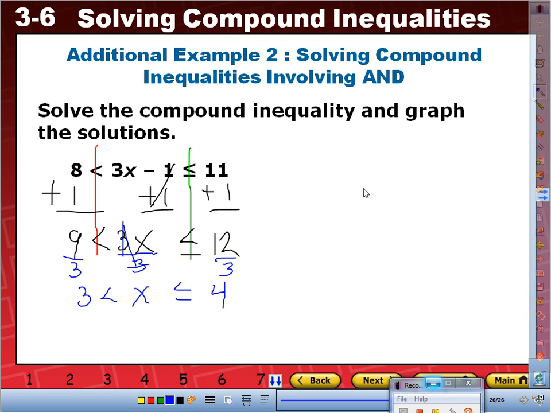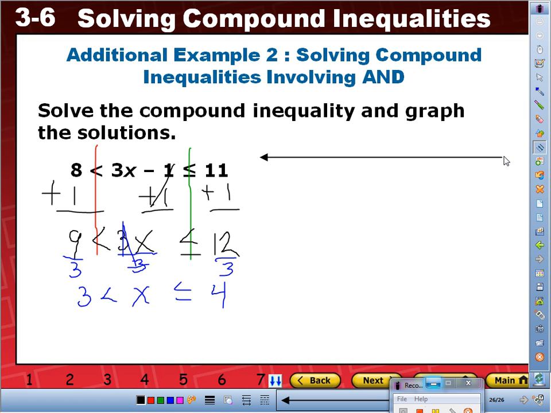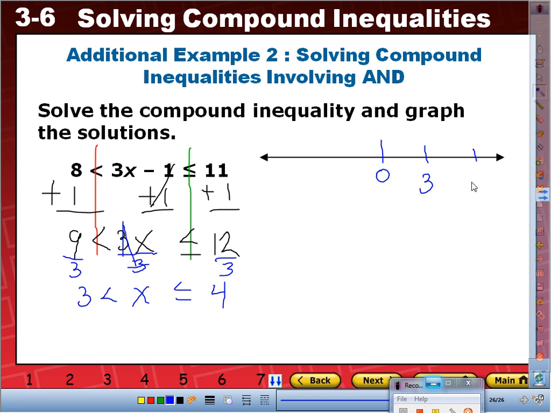Are we there so far? Okay, let's graph it. Good. 0. This is 3, and this is 4. However, I'm going to box the first part with red, so I can graph this in red.